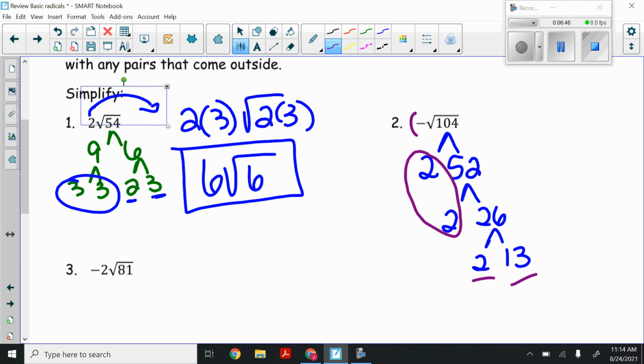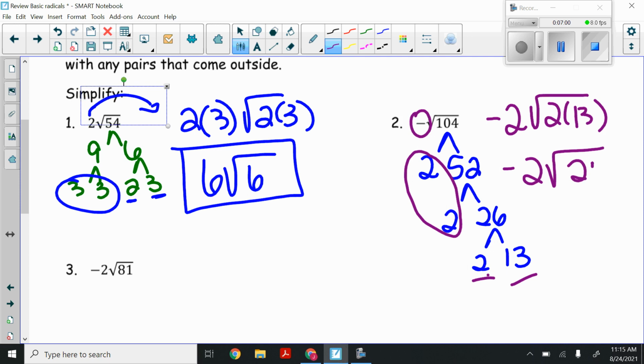I already had this negative on the outside. So I have negative on the outside, and then my 2 comes outside. Underneath my radical is a 2 and a 13. I have to multiply them together. So negative 2 on the outside, square root of 26 left behind. There's our answer.